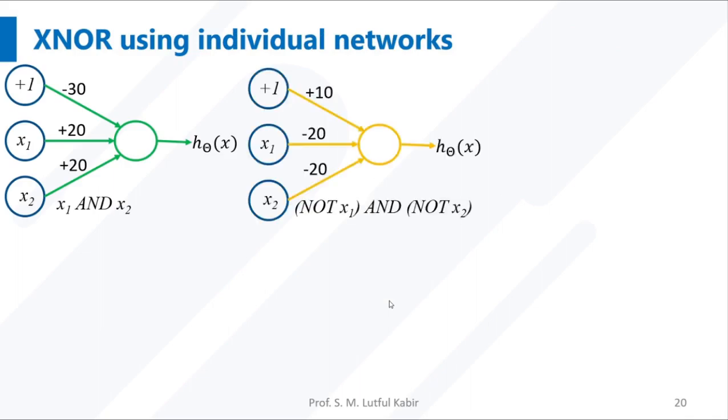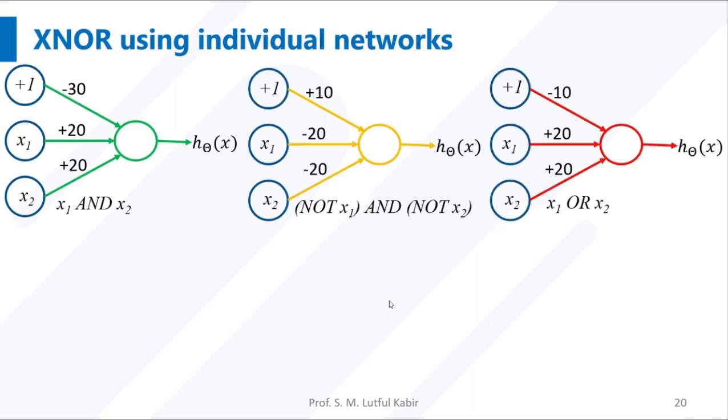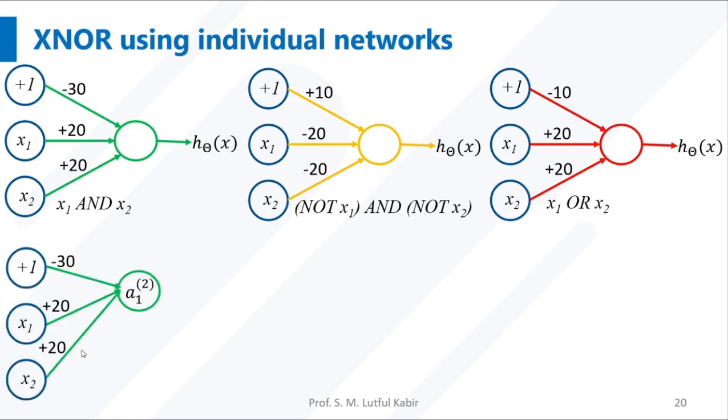If we add these diagrams, for example, this is the operation for the AND gate. This is the operation for not x1 and not x2, and this is x1 or x2. And if we apply these three networks in a combined network, then it will be something like XNOR. For example, this is the green network, and we apply it with the yellow one, and we get another network. So this output is the AND output, and this output is not x1 and not x2.